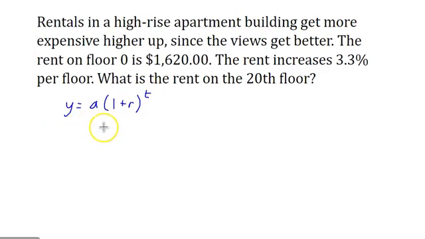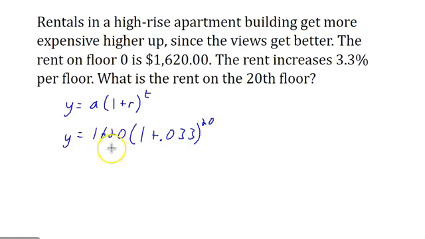So here we have a template for an exponential growth equation. We have the final amount and the starting amount, and then we have the growth rate and the time. We're wondering what the rent is on the 20th floor, so we're looking for y. We start at $1,620. The growth rate is 3.3%, which as a decimal is 0.033. And then we're on the 20th floor, so raised to the 20th power.